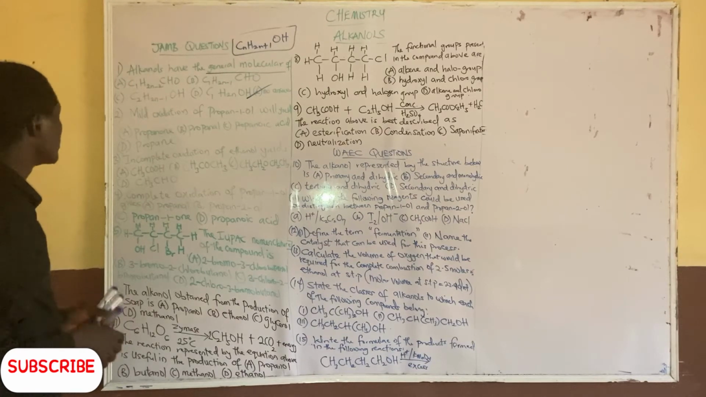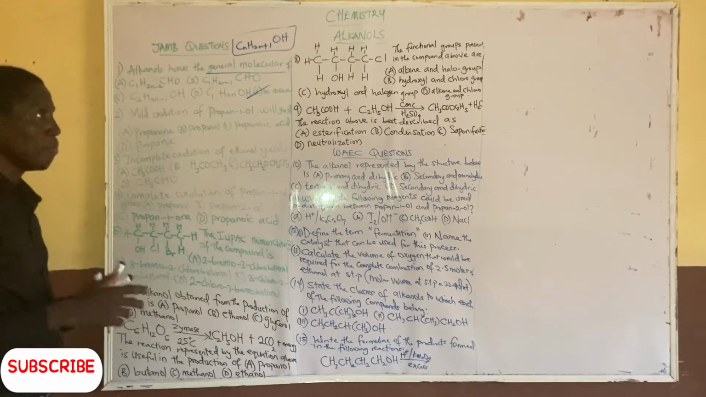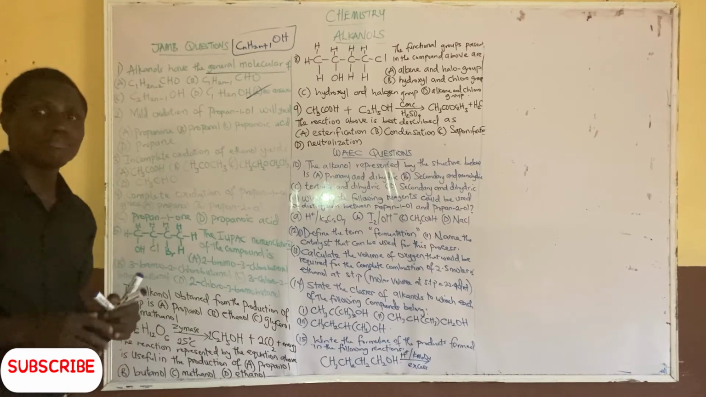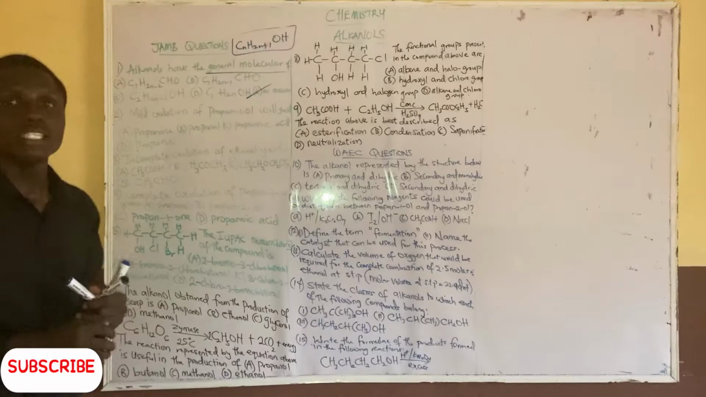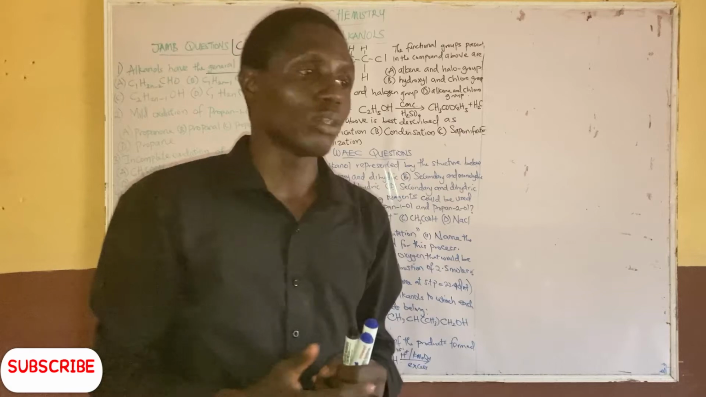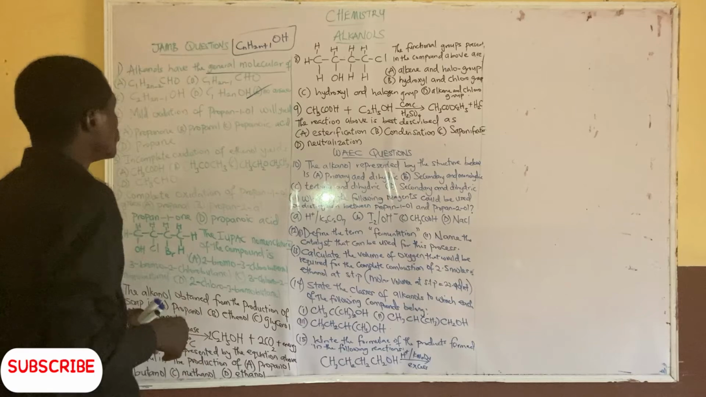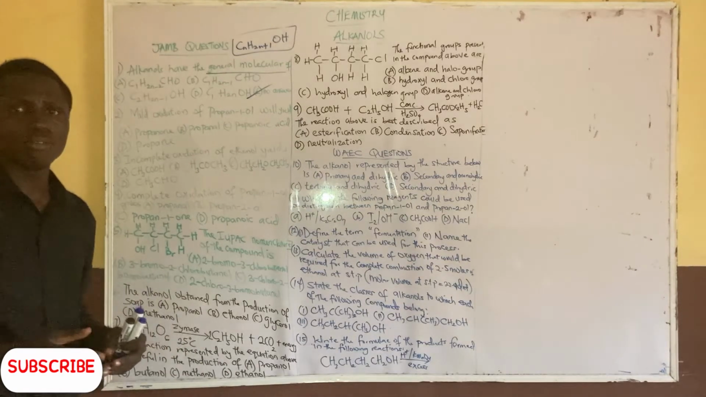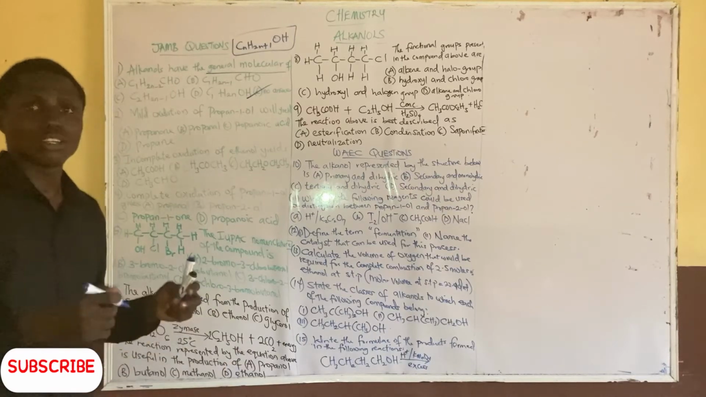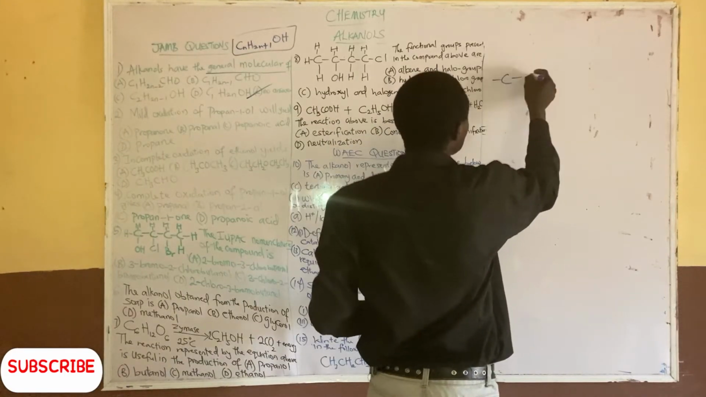Question number 2: mild oxidation of propan-1-ol will yield what? Mild oxidation means incomplete oxidation. When you have incomplete oxidation of propan-1-ol, the first thing is to ask yourself which classification propan-1-ol belongs to. Is it a primary alcohol or a secondary alcohol?